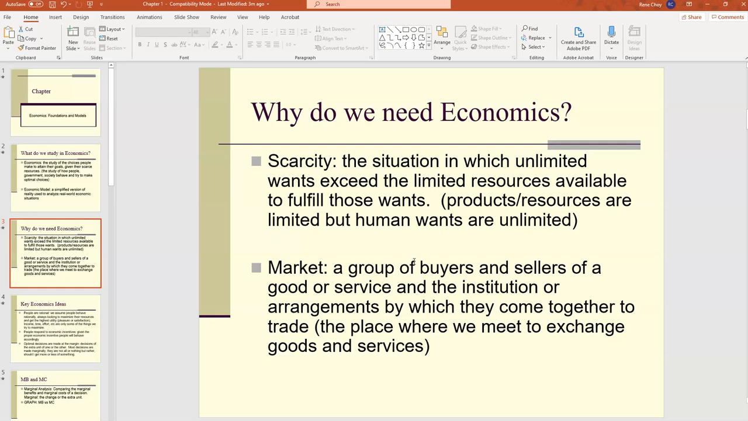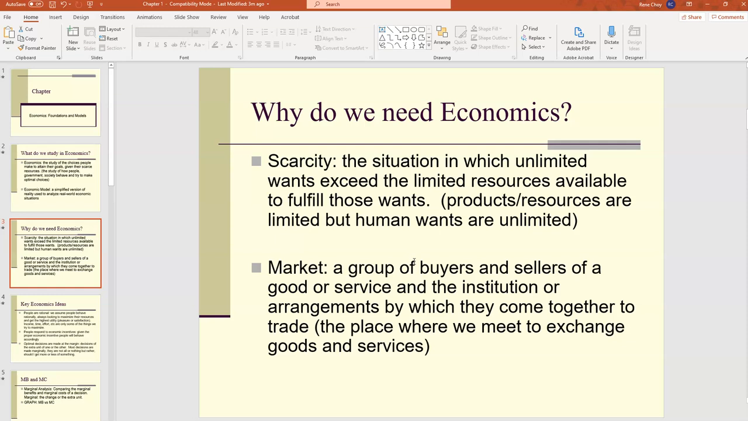So scarcity is a situation in which you have unlimited wants that exceed the limited resources available for you to fulfill those wants. So people always want more of whatever it is. If you already have a house, you want a bigger one. If you already have a pen, you want a better one. If you already have a phone, you want a faster one. If you already have a car, you want a more expensive one, or just a different one. So people's needs are basically unlimited. But the resources that we have are very much limited.